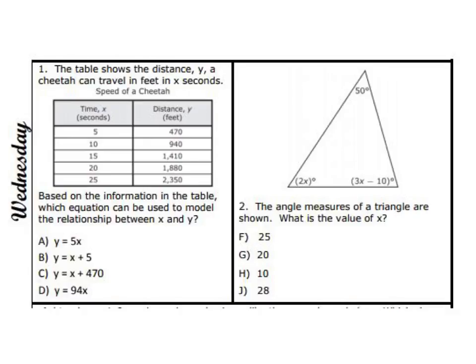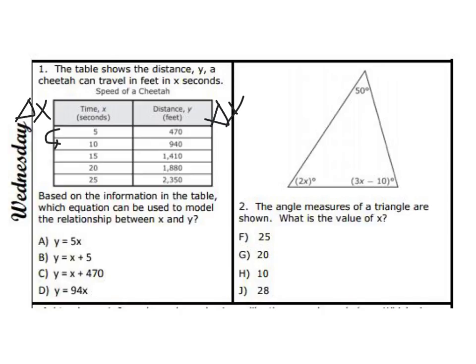Okay, the table shows the distance y a cheetah can travel in feet in x seconds. So you have a table, it gives you the seconds, and then it gives you the distance in feet. So based on the information in the table, which equation can be used to model the relationship between x and y? So what you're doing, you are doing the change in x and the change in y.